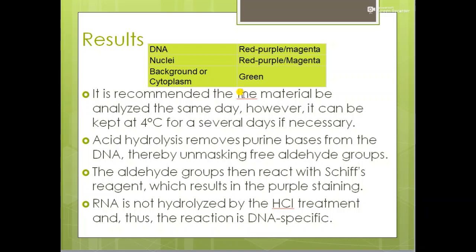But when we do acid hydrolysis, only DNA gets converted into an aldehyde, because RNA is not hydrolyzed by the HCl treatment. So the Feulgen staining can be used exclusively for the detection of DNA.